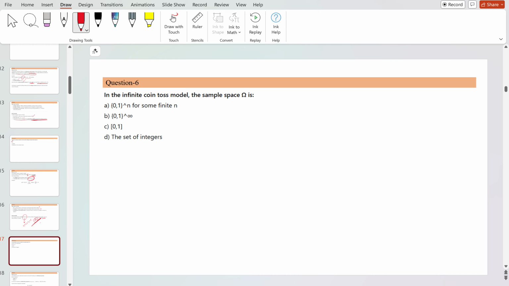Let's see what the problem is saying. In the infinite coin toss model, the sample space omega has options: option A says 0 to 1 to the power n for finite n, or 0 to 1 belonging to the infinite case, or the closed interval 0 to 1, or a set of the integers.